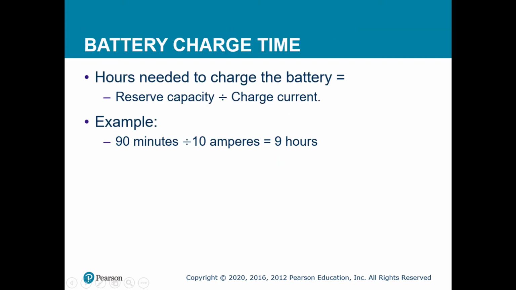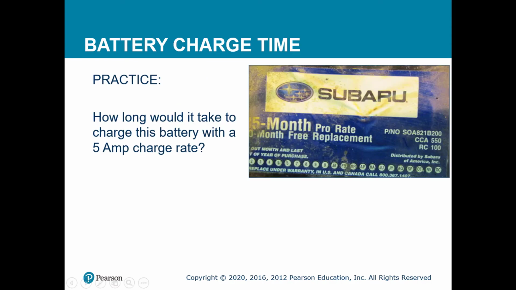Now, as far as charge time goes, you can actually use the reserve capacity on the label to give you your time. So if I had a 90-minute reserve capacity and I was using a 10 amp charge rate, you would do the division and it would give you 9 hours. It would bring me back to a full state of charge based on a discharged battery. So in this example, if I had a 5 amp charge rate and I had an RC of 100, how long would it take me? It would take me 20 hours to bring that battery back. Just an indicator on how we can use RC to determine how long it would take us.